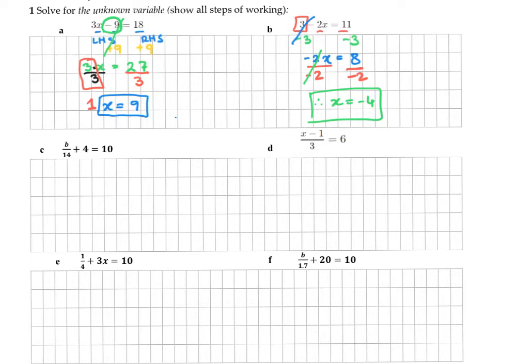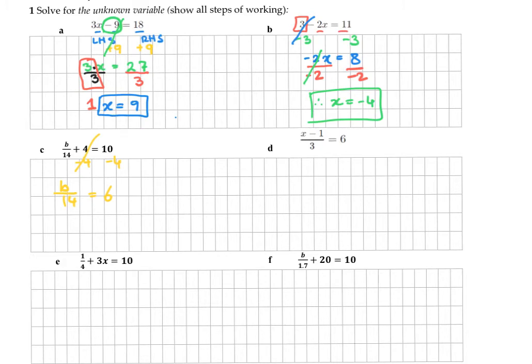So next one. We have b divided by 14 plus 4 equal to 10. Similar. This is a little bit repetitive now, but similar. Plus 4, to eliminate plus 4, we're going to take away 4 from both sides. We are left with b divided by 14, this is 0, and equal to 10 take away 4 is 6. Now we have b divided by 14 is equal to 6.